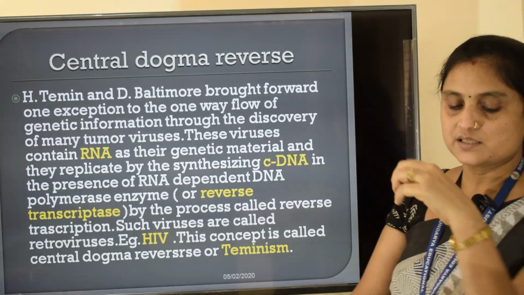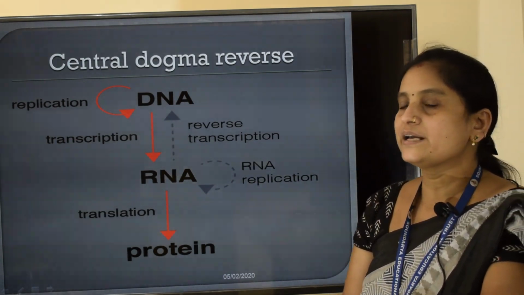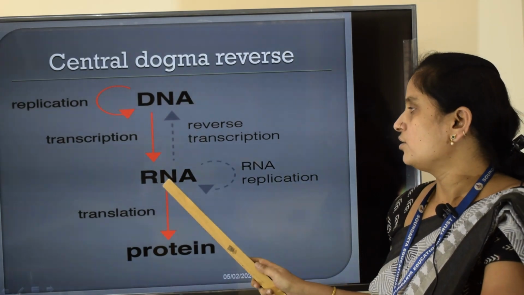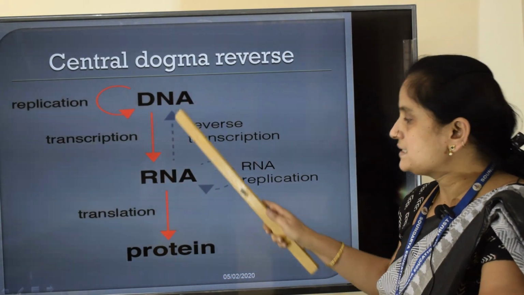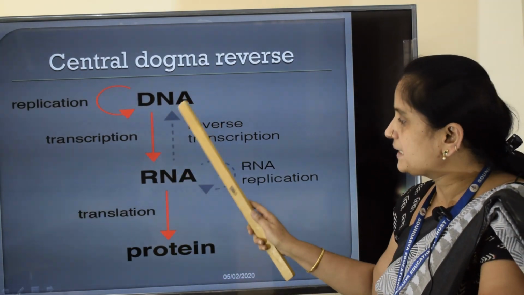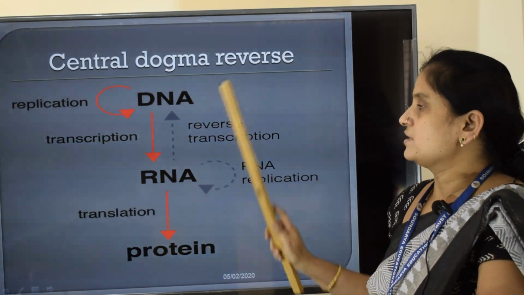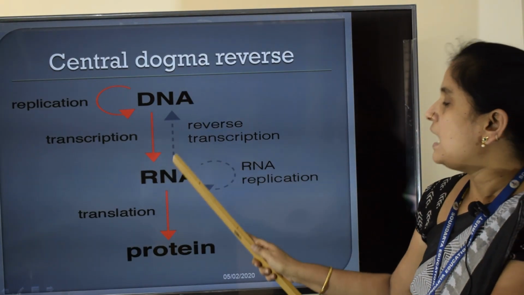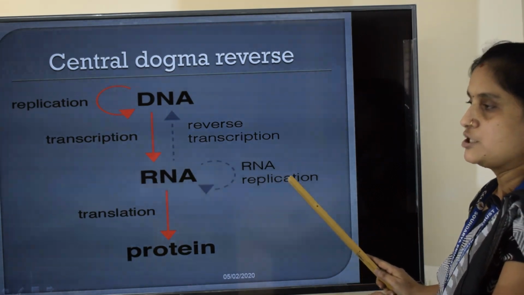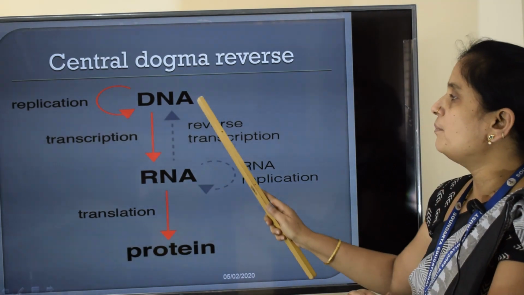So in such cases the genetic information will flow in two directions. You can see here, from DNA to RNA and RNA to protein, that is the central dogma of molecular biology. If it is replicating in the reverse direction, then it is called central dogma reverse. So it would be expressed as the RNA, the genetic material present in HIV or other retroviruses, being replicated to form a cDNA.